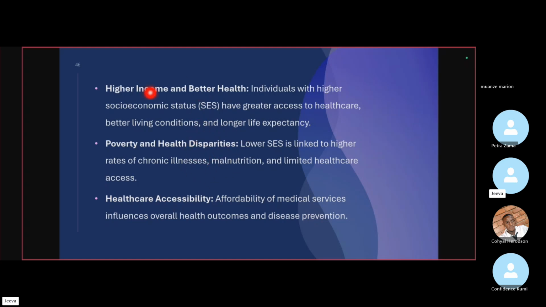Is this clear how socioeconomic status affects health? Is this clear? Is it clear? Yes, ma'am, it's clear. Okay, fine.